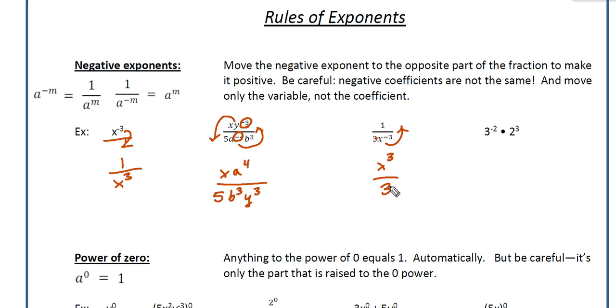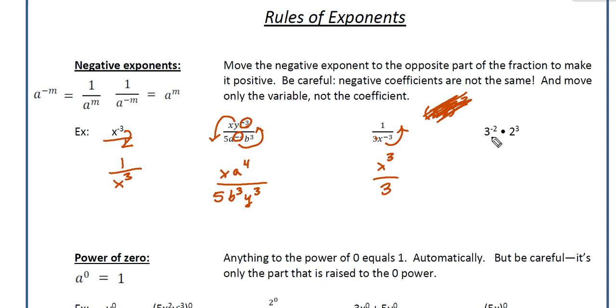If it was the intention that that 3 was also being raised to the negative third, you'd see that whole quantity raised to the negative third. But obviously that's not what we see. So that 3 stays in the denominator there.